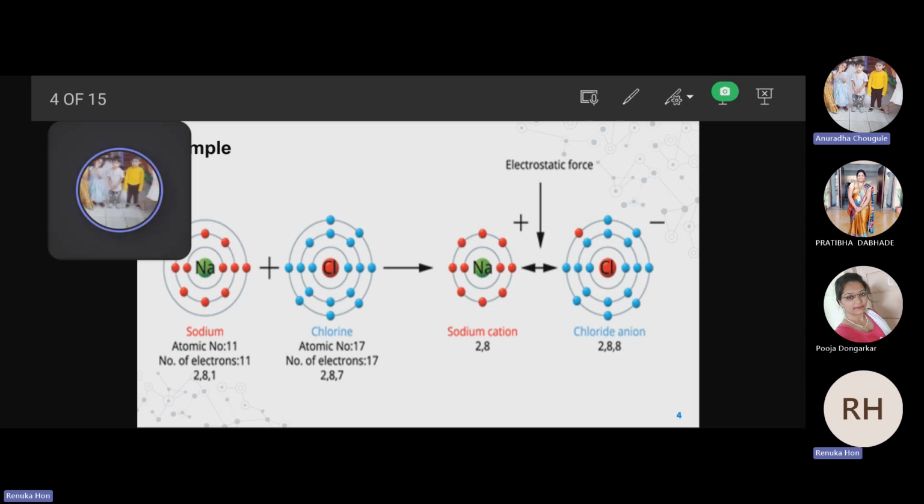Like in the case of hydrogen. Hydrogen can only accept 1 electron or share 1 electron, because hydrogen has only two electrons in its shell. You're correct. If hydrogen gets one electron or shares one electron, then its valency will be complete. That's why in the case of hydrogen, it is trying to complete two, not eight.